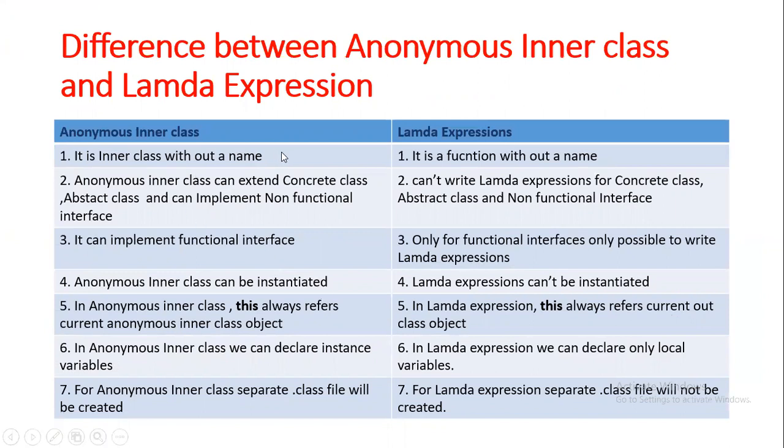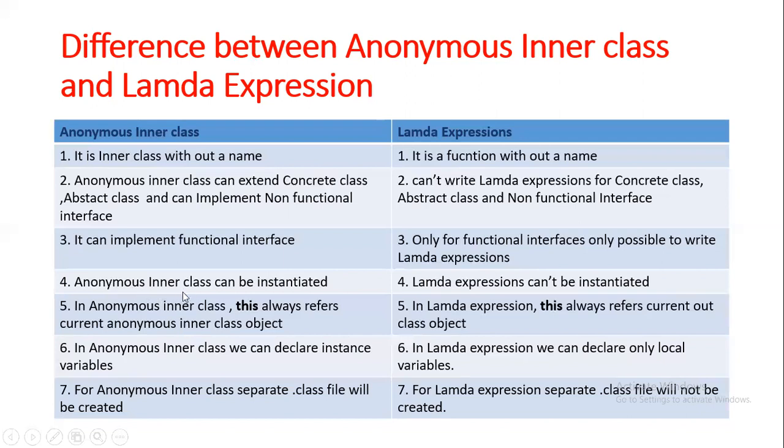Anonymous inner class is an inner class without a name. Lambda expression is a function without a name. Anonymous inner class can extend a concrete class, abstract class, and non-functional interface. We discussed this in the last session and just a few minutes back, so no need to discuss it again. Similarly, we cannot write lambda expressions for a concrete class, abstract class, and non-functional interface. Lambda expressions can implement functional interfaces only.